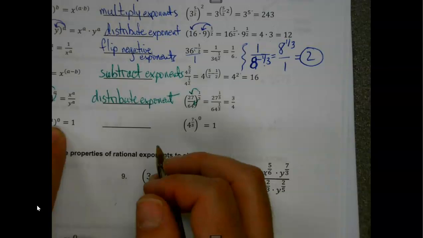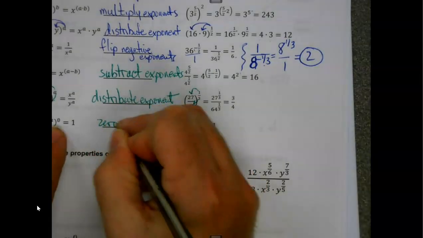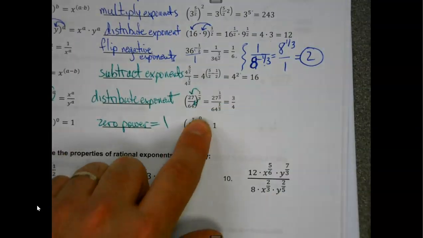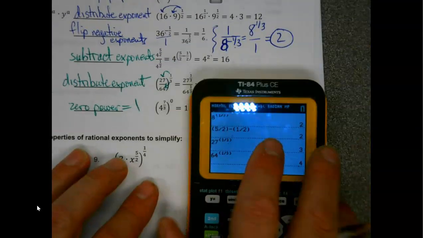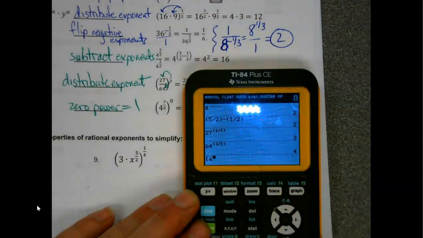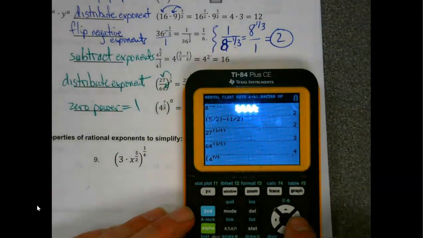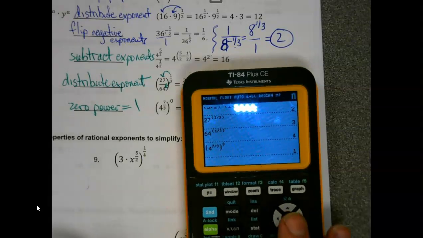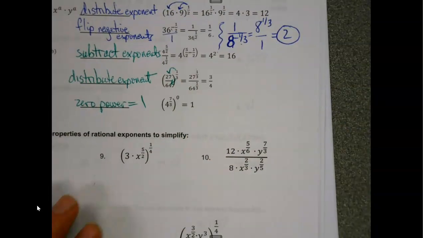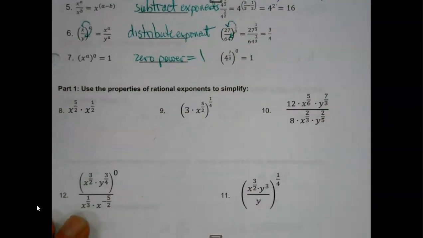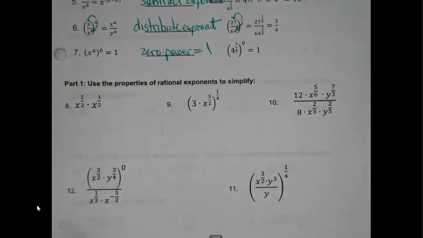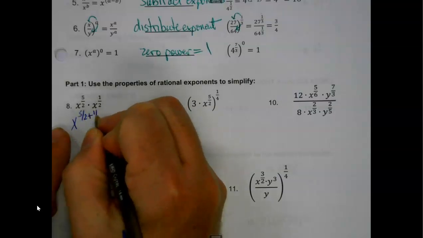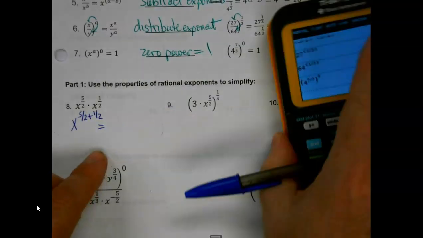And our favorite, anything to the 0 power equals 1. All that stuff still equals 1. I'll even prove it. 4 to the 7/3 power to the 0. There it is, 1. So when you're doing some of these practice ones, again, I'm still going to look up top. Here I just need to add my exponents. I think we can do this one.